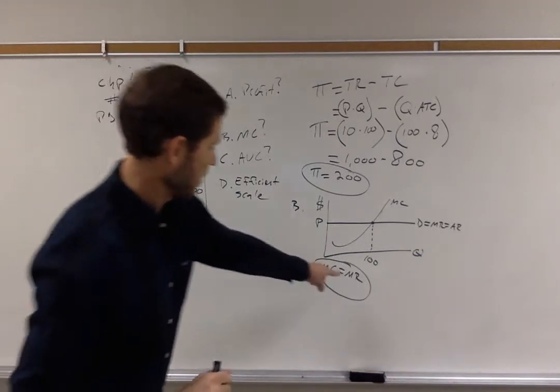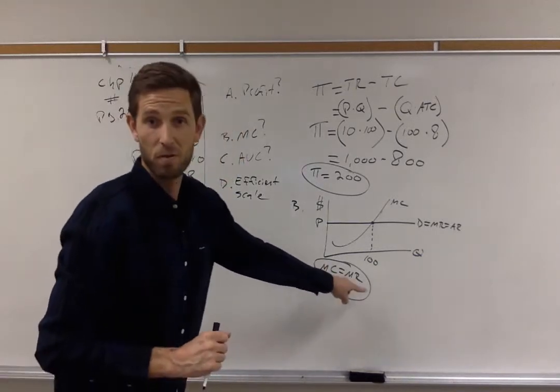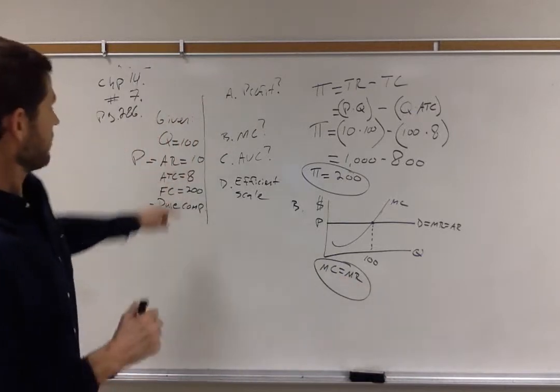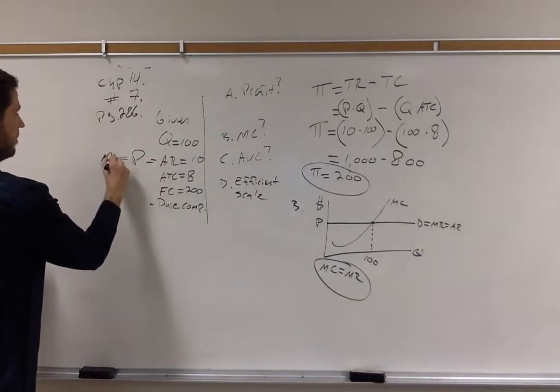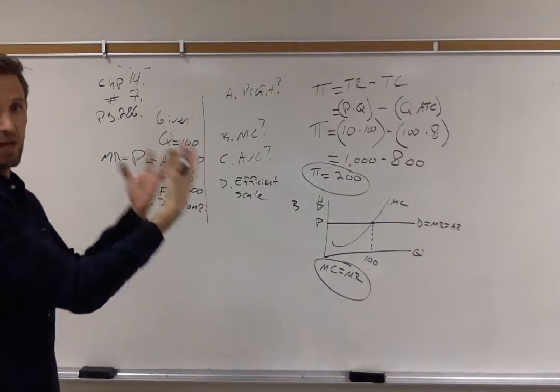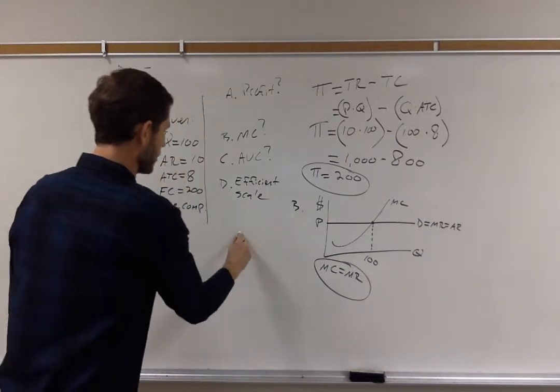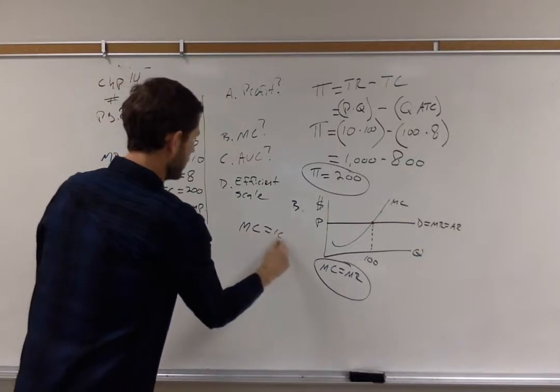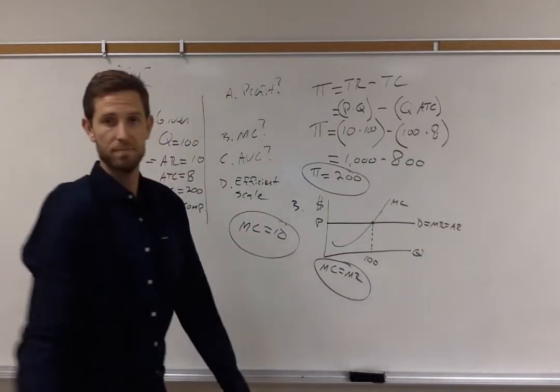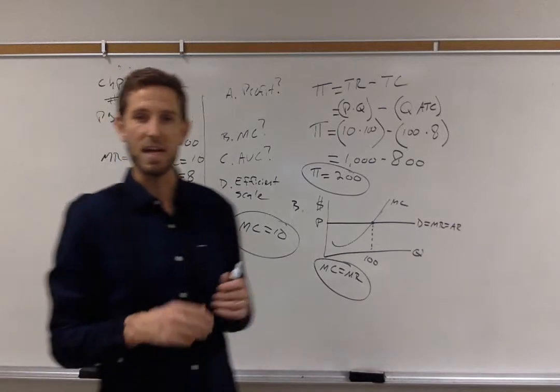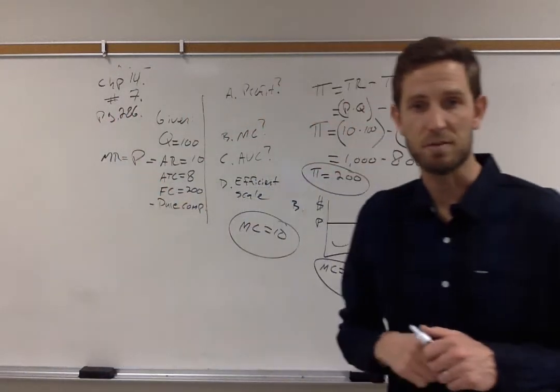We'll check it out. The marginal cost is what we're looking for. The marginal revenue we already found in the beginning of the problem. That marginal revenue is equal to price is equal to average revenue. And so the short answer to our question here in B is that the marginal cost must be equal to 10, right? Because it has to be the same as that average revenue, this firm's profit maximizing.